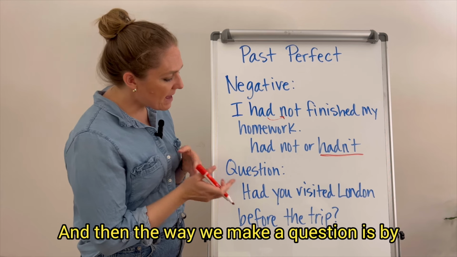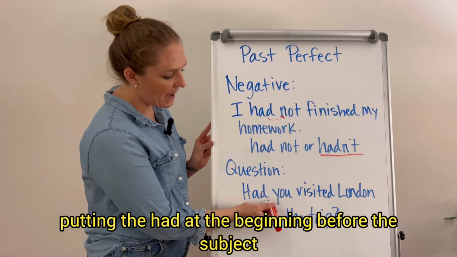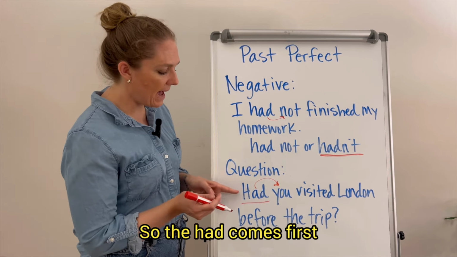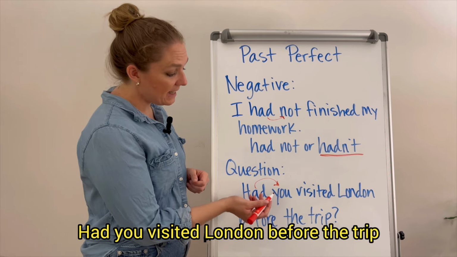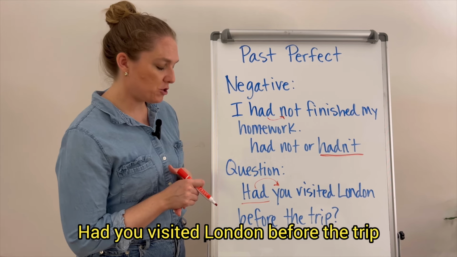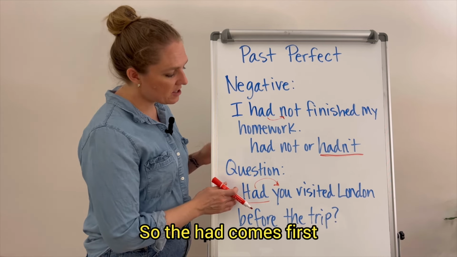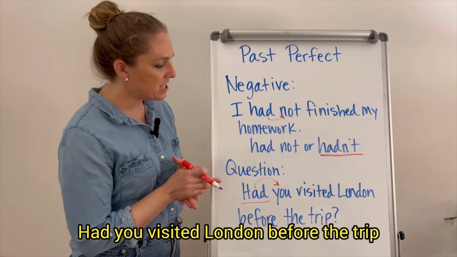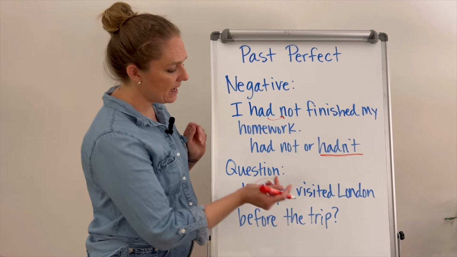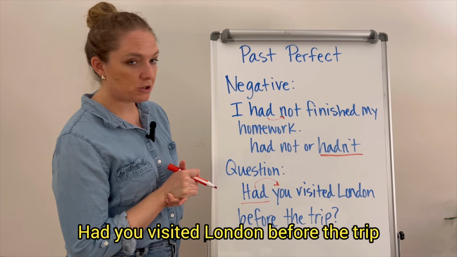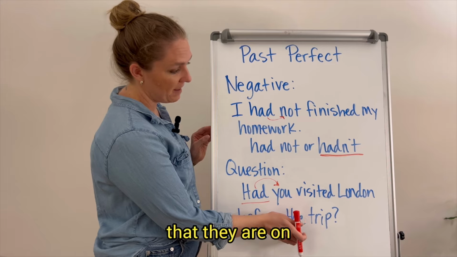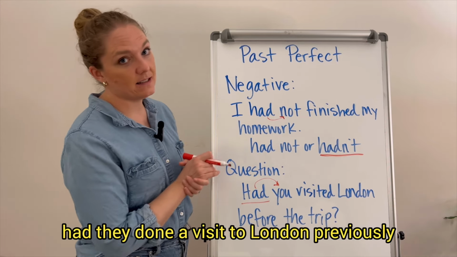And then the way we make a question is by putting the had at the beginning before the subject. So the had comes first. Had you visited London before the trip? So the had comes first and then the subject. And then the verb is had visited. Had you visited London before the trip? So asking in this question, asking before this current trip that they are on, had they done a visit to London previously?